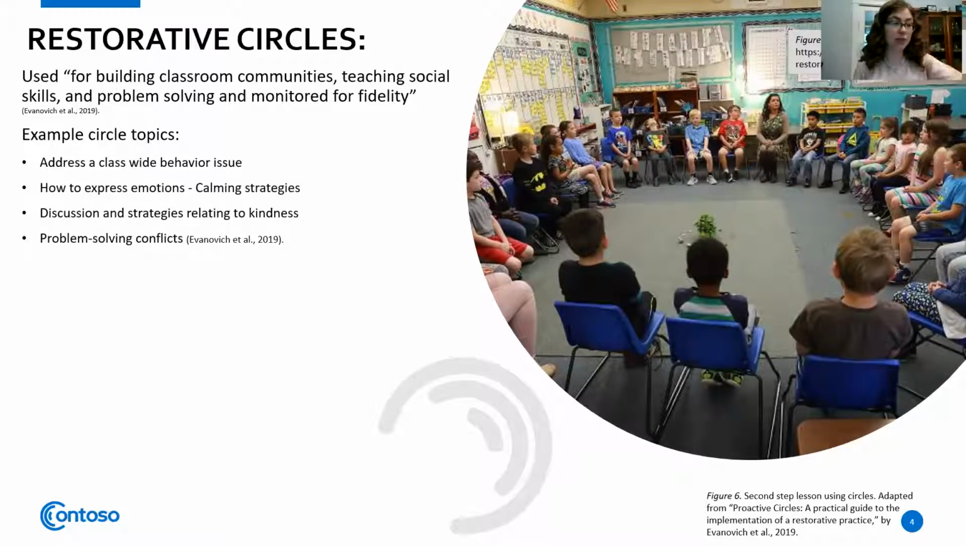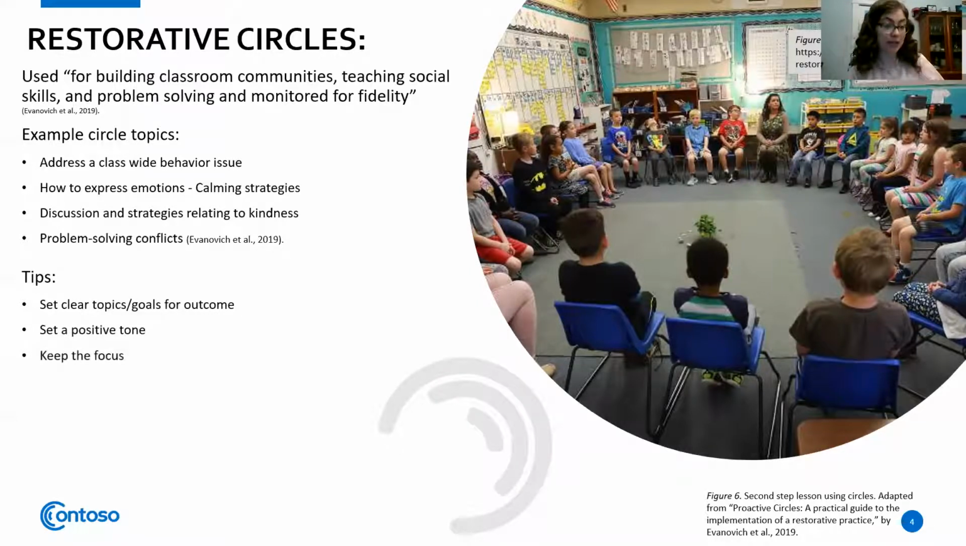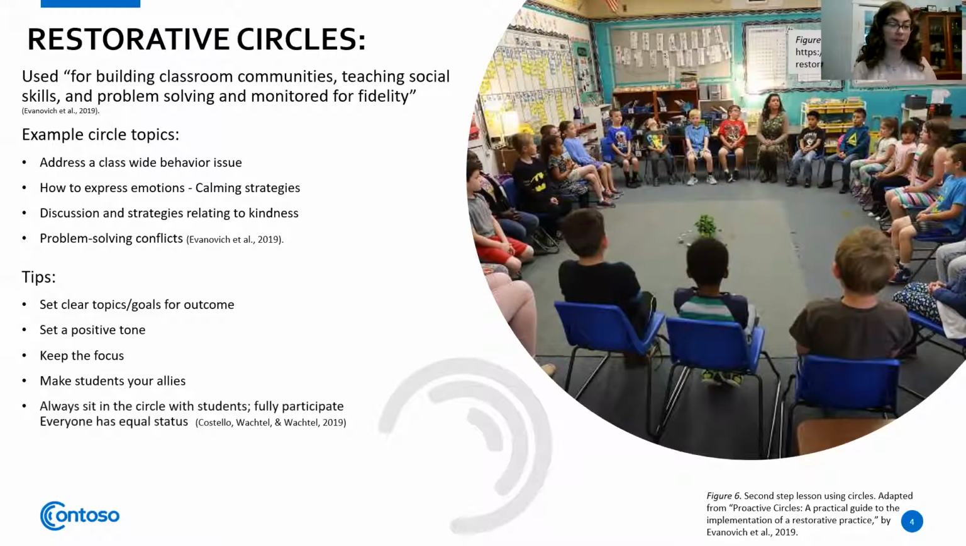And oftentimes in a circle, you'll see teachers using an object like this, maybe a stuffed animal. For younger students, they can only talk when they're holding the object, maybe a ball that they can pass around, or I've seen a talking wand or a stick. Tips for this, though, are that we need to have a clear goal or outcome. There needs to be a positive tone in the circle. Focus needs to be maintained throughout the discussion. Students are the teacher's allies and the allies of the classroom. So part of this is that everyone has an equal status and everyone needs to sit in the circle.